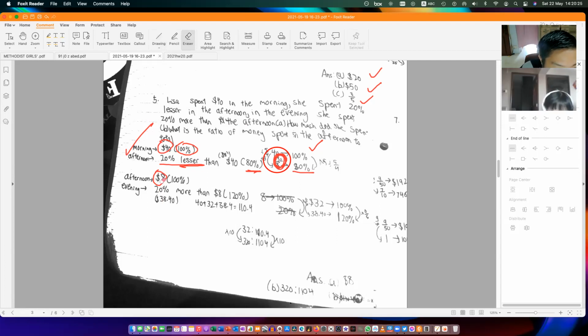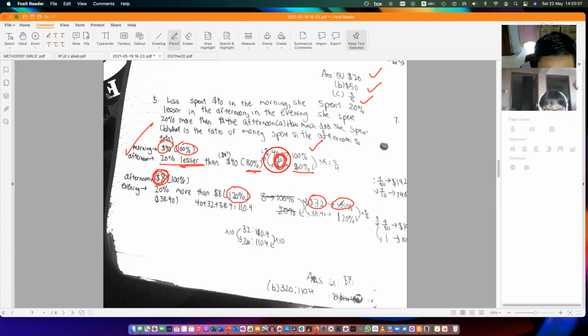Yes. So I also realized one thing. Even though here you write 8, then here you use 32. Okay, so 32 is 100%, right? Yes. 20% more means 120%. So 120% is how much? It is 38.4. Okay. So this is the evening. So I think it's easier if I write down morning is 40, afternoon is 32, evening is 38.4. So is this much clearer now?